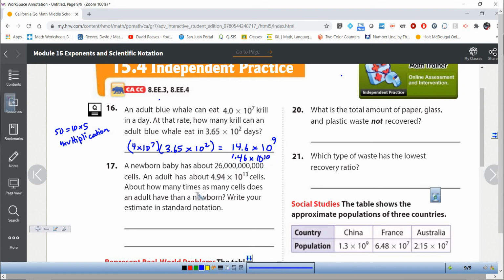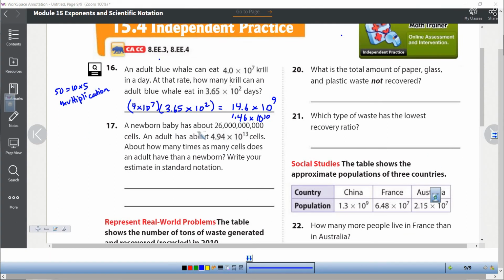All right. Okay, what about this one right here? A newborn baby has this many cells, an adult has that many cells. About how many times as many? Okay, so again, let's go back to easy numbers. If I am 10 years old and you are 2 years old, and I say, about how many times as old am I as you?